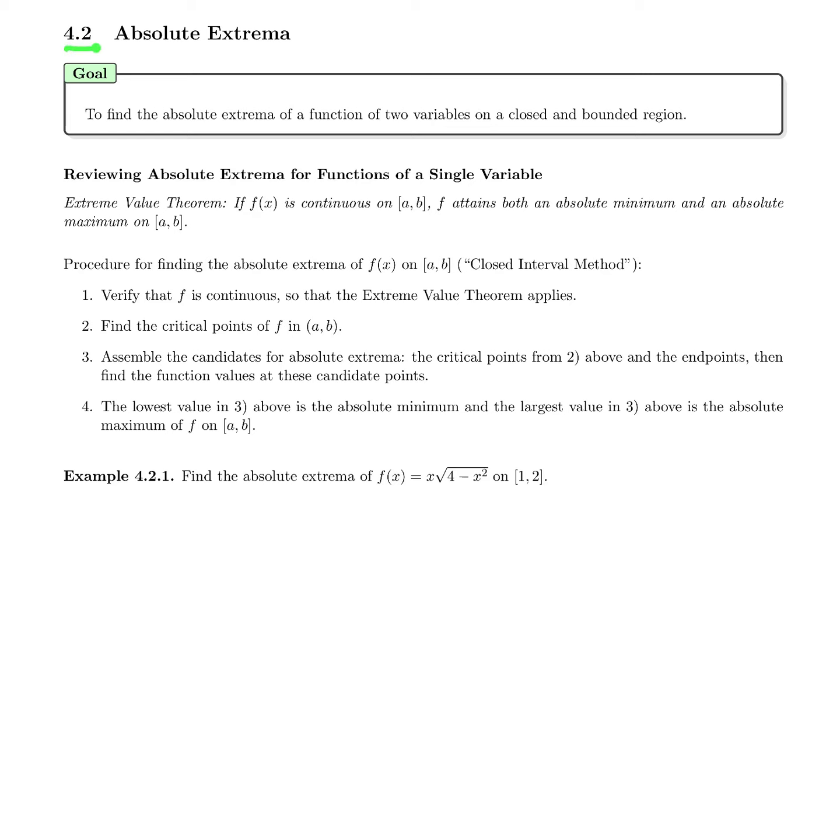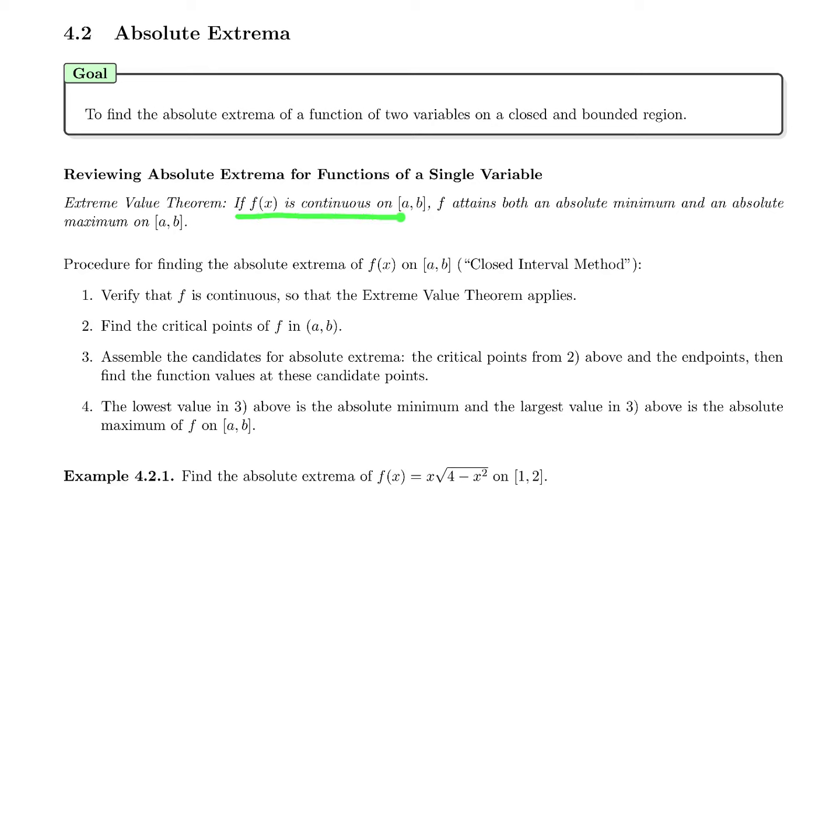Welcome to section 4.2 on absolute extrema. The goal of this section is to find the absolute extrema of a function of two variables on a closed and bounded region. We'll start by reviewing absolute extrema for functions of a single variable. Recall the extreme value theorem.